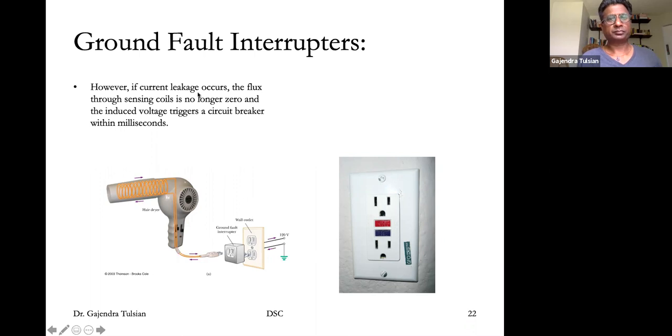Okay. So the flux through the sensing coil is not 0, and the induced voltage triggers a circuit breaker within milliseconds. So this device can prevent giving you a shock within a millisecond. And of course, when it rains and stuff like that, sometimes there's leakage of current, and this thing will trip, and you have to reset it.